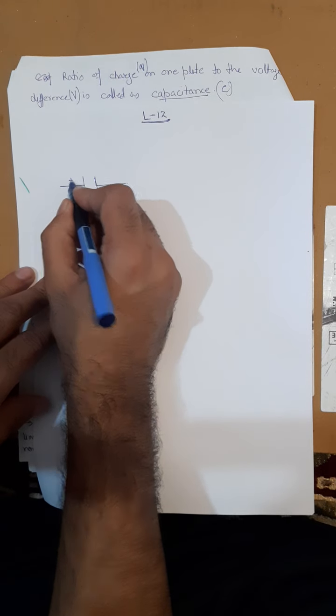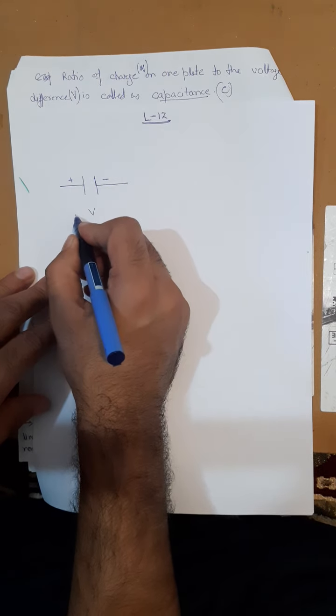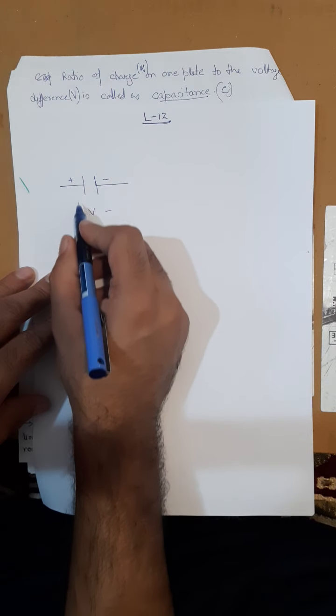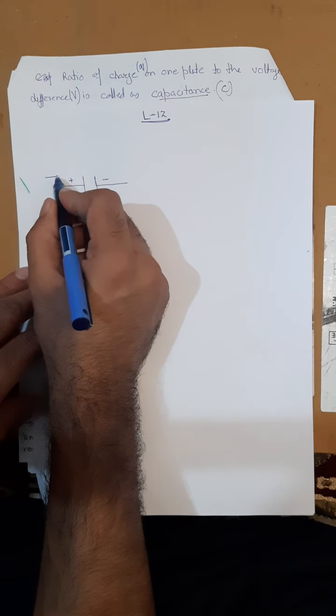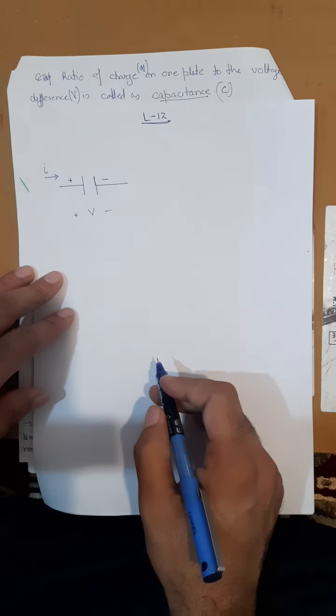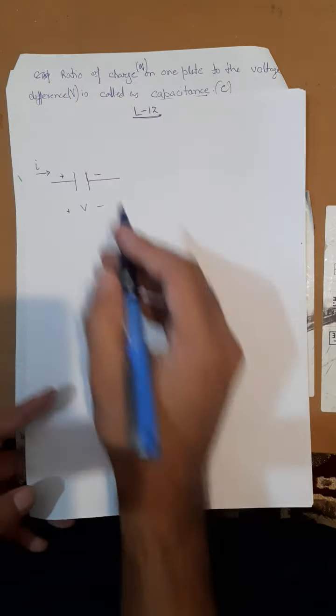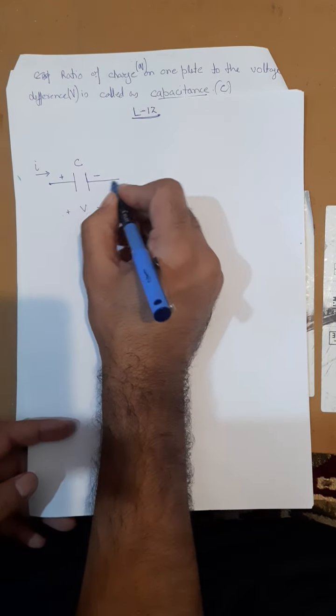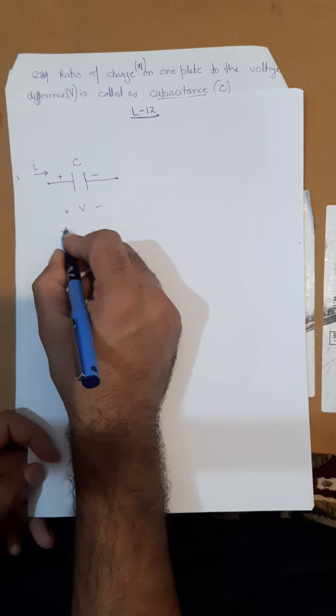So this is positive, this is negative, this is voltage V, positive, negative. If this terminal is positive, this is negative, so current will flow in this direction, I. Okay, so the capacitance of this capacitor I am saying C. So this type of capacitor is called a fixed capacitor.